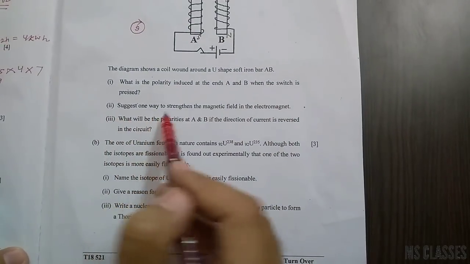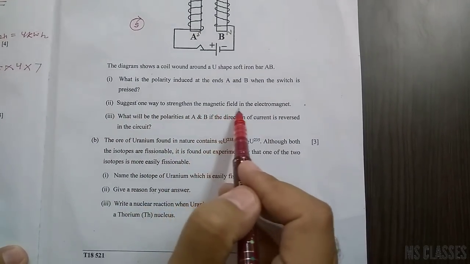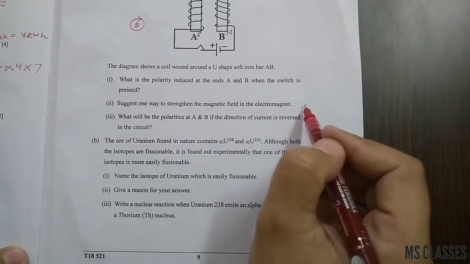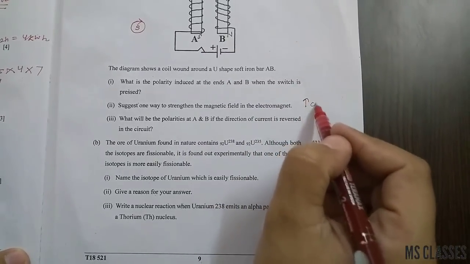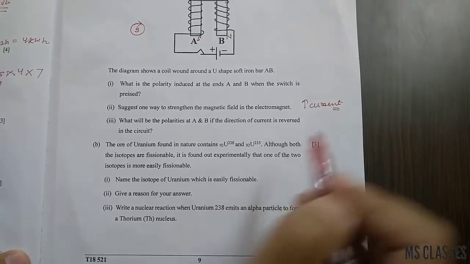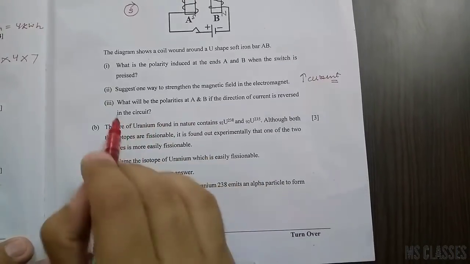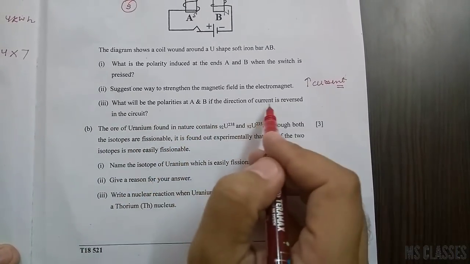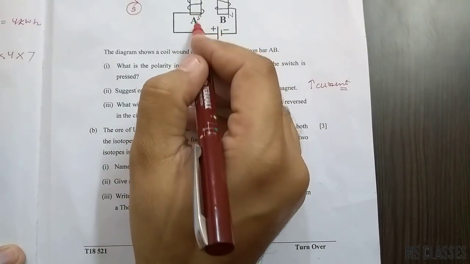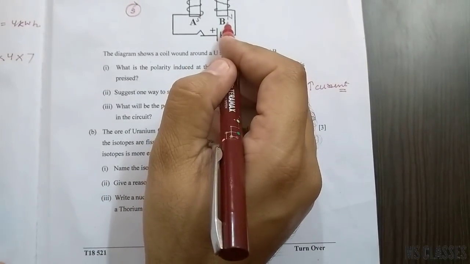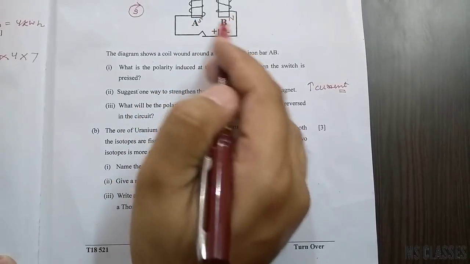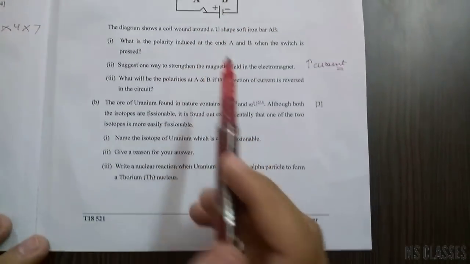Give one way to strengthen the magnetic field in the electromagnet. How can we increase the strength? By increasing the value of current. Third part: what will be the polarities at A and B if the direction of current is reversed? This will be north and this will be south, so the polarity will be reversed.